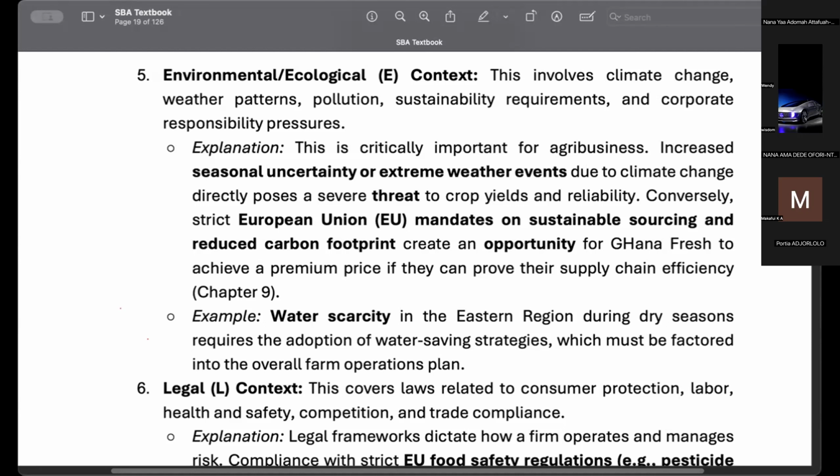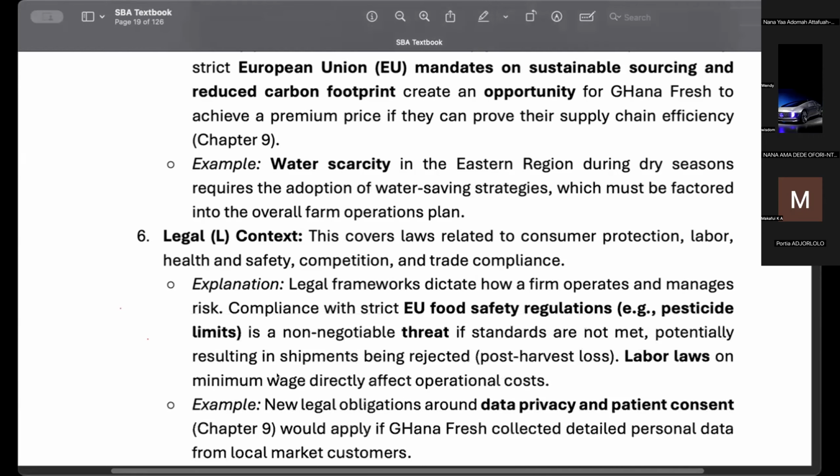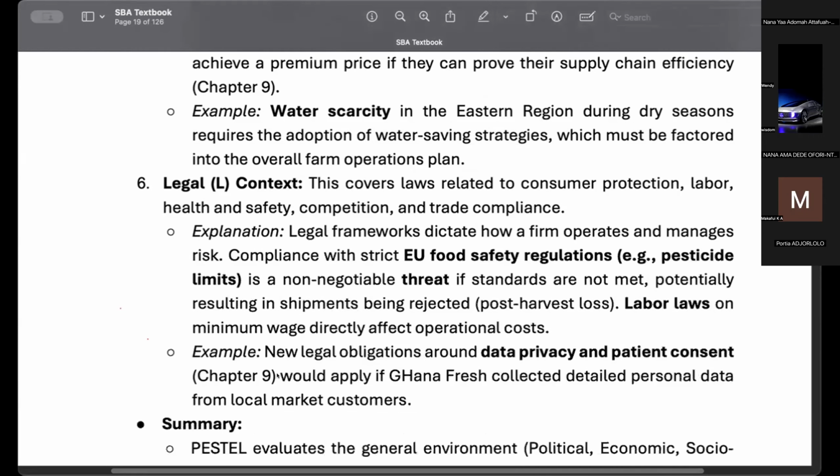Okay. Legal context. This covers laws related to consumer protection, labor, health and safety, competition and trade compliance. So people may want to know that the people working on your farm, are you adhering to the labor laws? Are the conditions of service fair? Are the people's rights being protected? And this one is not about ethics.